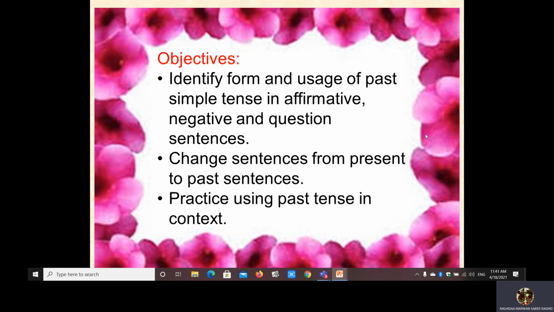We will identify form and usage of past simple tense in affirmative, negative, and question sentences. Change sentences from present to past sentence and practice using past tense in context. So let's start with the first objective, identify form and usage of past simple tense in affirmative, negative, and question sentences.